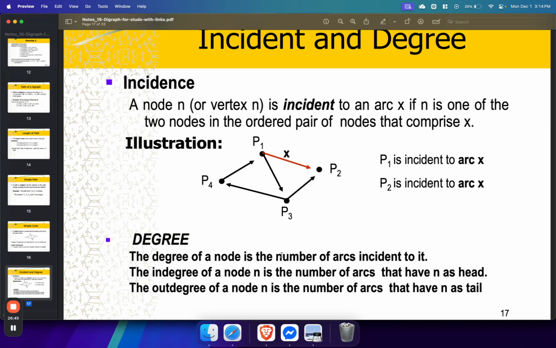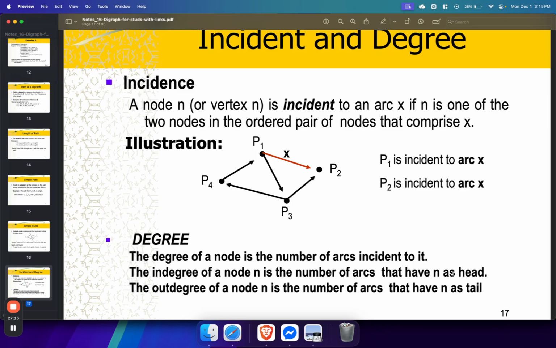The in-degree of a node is the number of arcs that have it as a head. So let's remember what head and tail are. Your head is where your arrow is pointing to. So P2 is a head. In this case, P1 is also a head because P4 points to P1. So the in-degree of a node is the number of arcs that have n as a head.